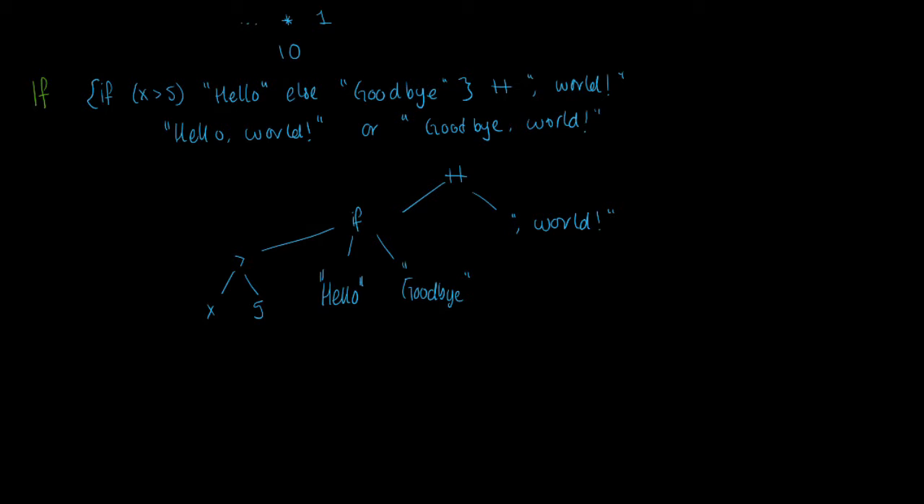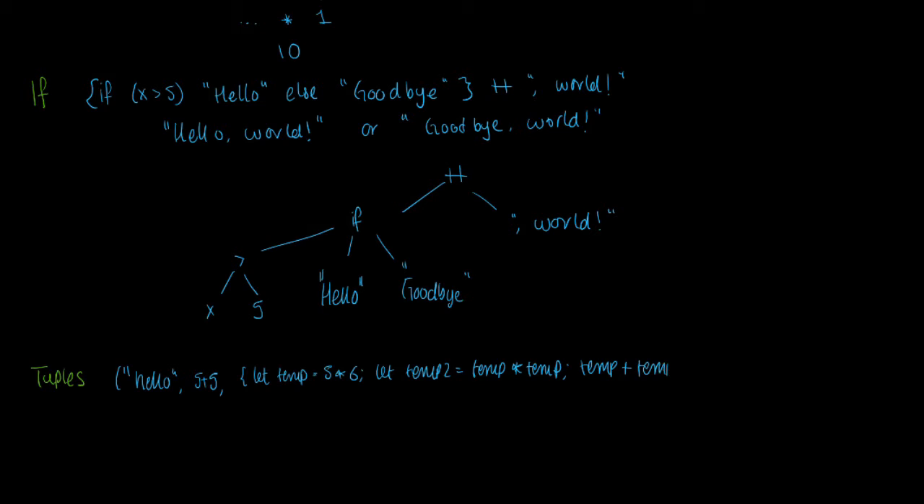And if we want, we can have even more than one thing using tuples. So we can have a tuple consisting of hello in the first position, 5 plus 5 in the second, and something more complicated like let temp equals 5 times 6 in let temp2 equals temp times temp in temp plus temp2 over 3.